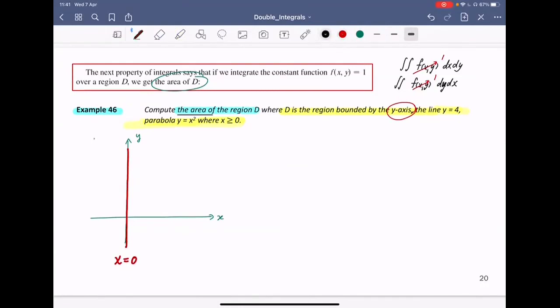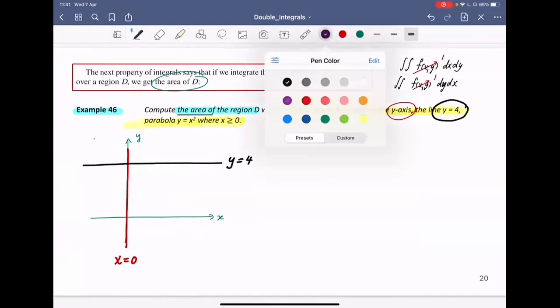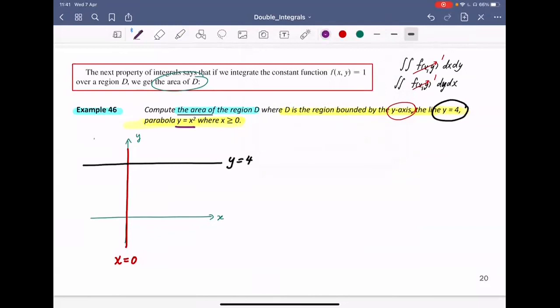We have y equal to 4 here, and we also have one more: y equal to x squared. Now you already know that the region bounded by these curves is the one that I highlight in light blue here. We want to find the area of this. This is the region D that we want.